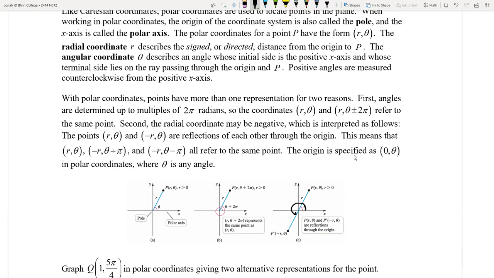The origin is going to be any point as long as we have 0 for r. Any angle at all fits in there. We're still at the pole because we're going a distance of 0 from the pole.